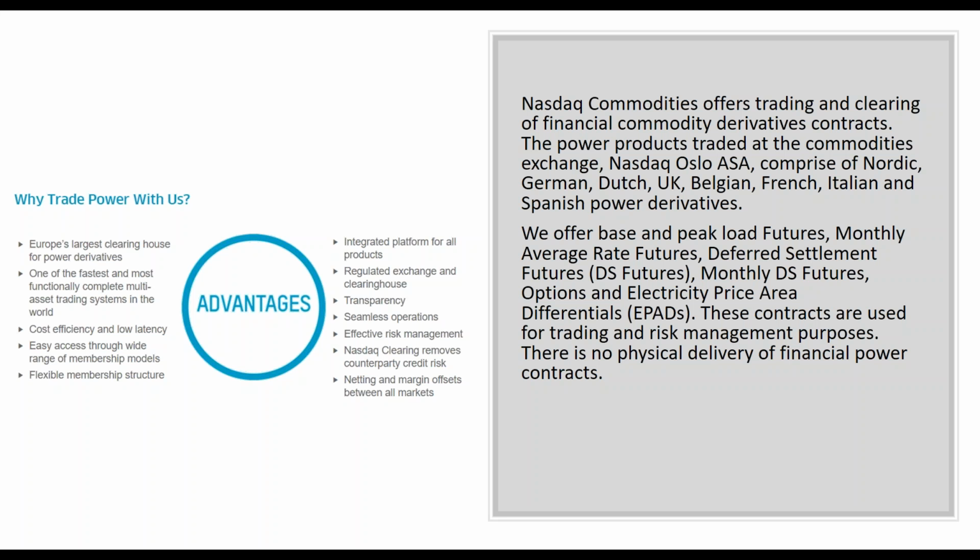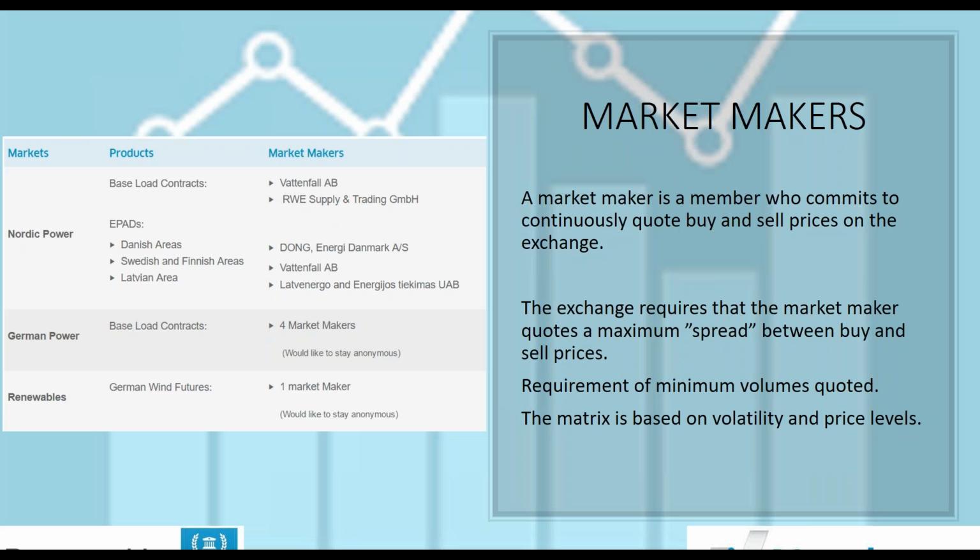NASDAQ Commodities offer trading and clearing of financial derivative contracts. They offer base and peak load futures, monthly average rates, deferred settlement futures, a broad range. There is no physical delivery of financial power contracts.